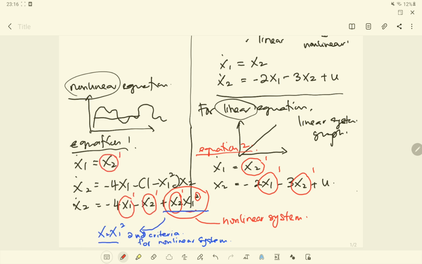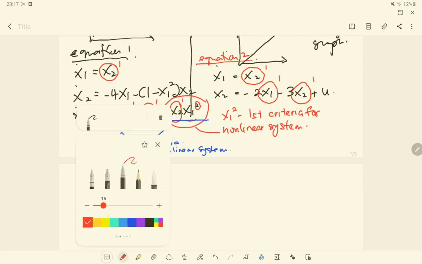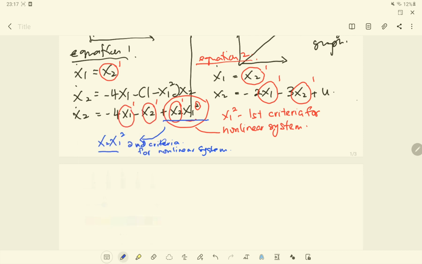And the first one, the higher order x1 squared. The higher order is more than 1. This is the first criteria for nonlinear system. So second criteria for nonlinear systems.